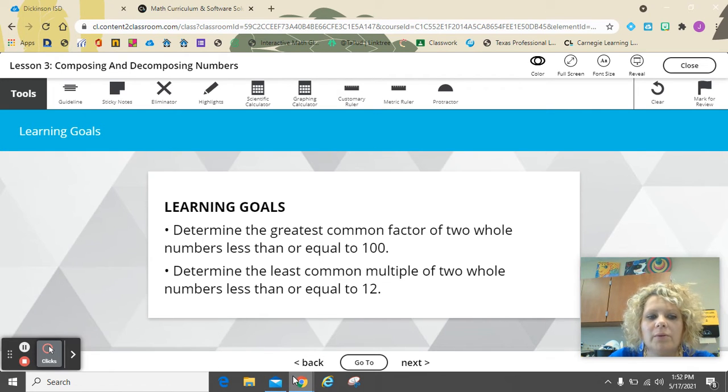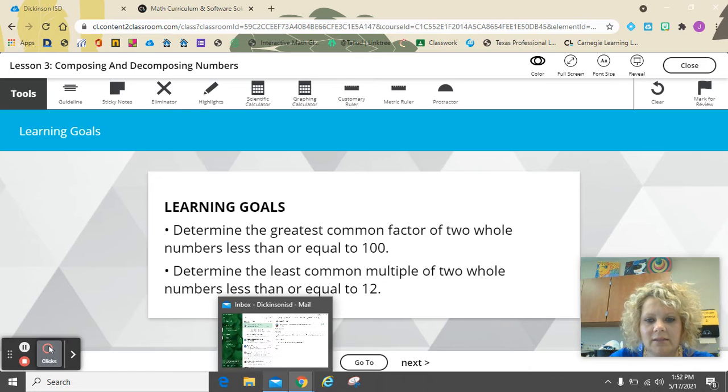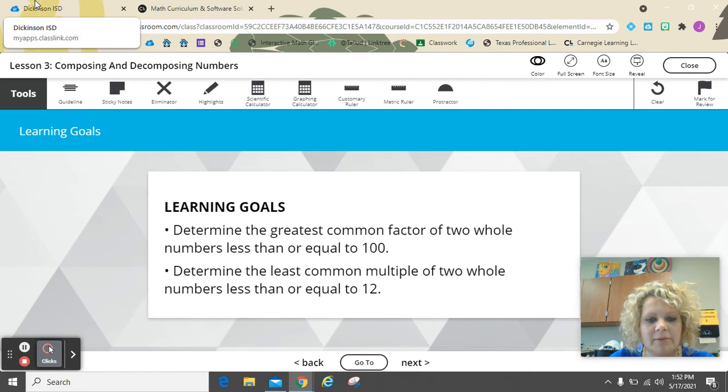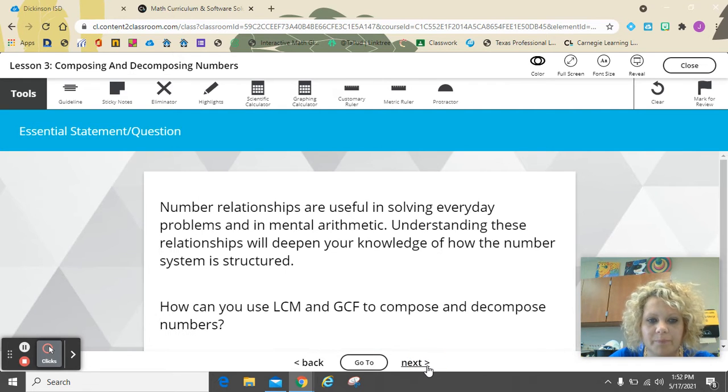So today our learning goals are to determine the greatest common factor of 2 whole numbers less than or equal to 100, and to determine the least common multiple of two whole numbers less than or equal to 12. So we're going to take that greatest common factor that we worked with last week and least common multiple, and we're going to apply it. We're actually going to have word problems that are going to lead us into determining if we're going to find the least common multiple or the greatest common factor.